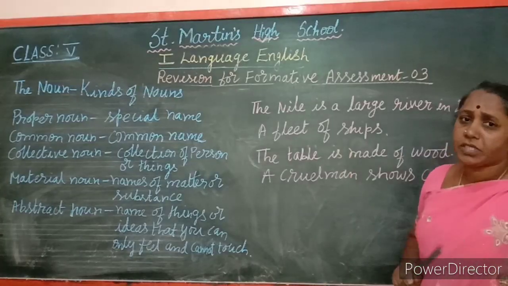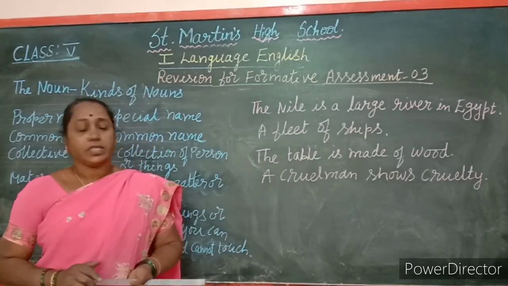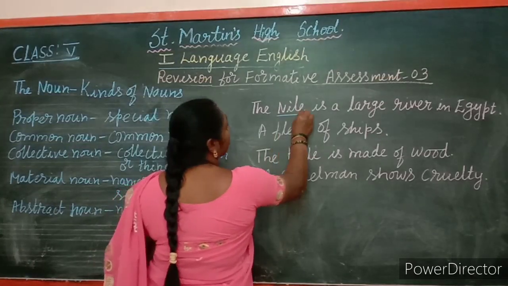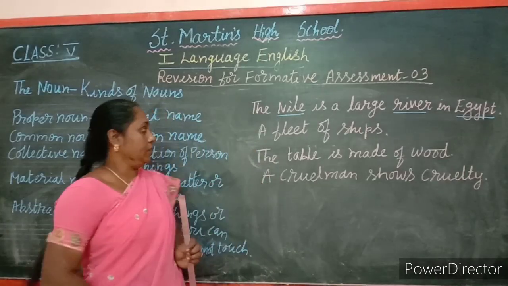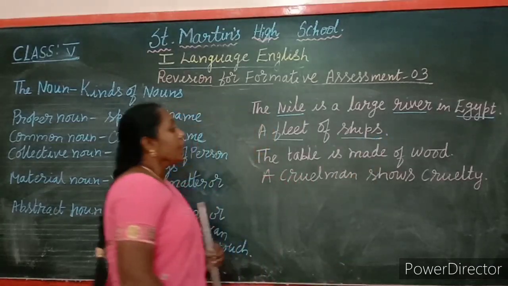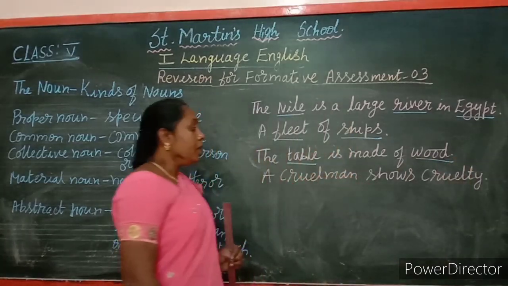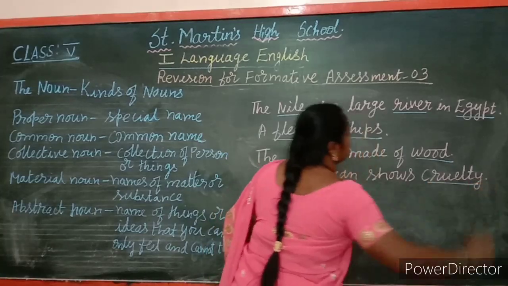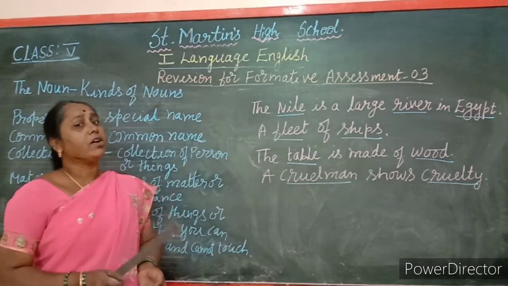Now look at these examples, children. The Nile is a large river in Egypt. Here the words Nile, river, Egypt, all these are nouns. A fleet of ships: fleet, ships. The table is made of wood: table, wood. A cruel man shows cruelty: cruel man, cruelty. So the words which I have underlined here are the nouns because they are the names.